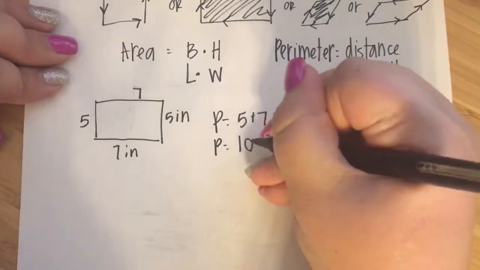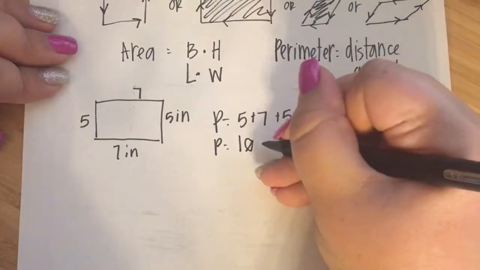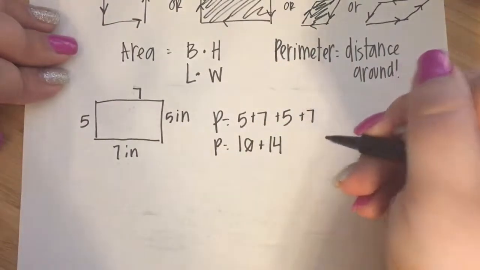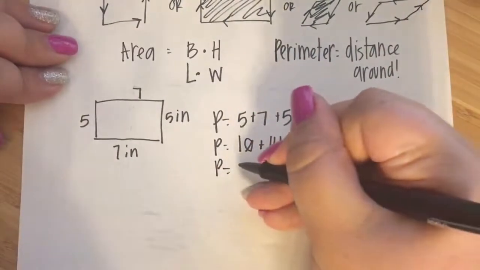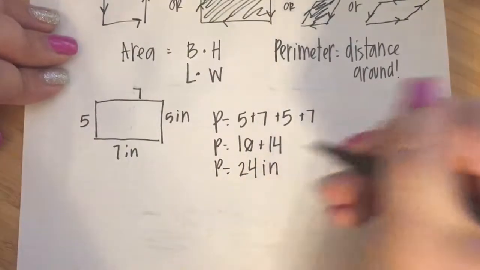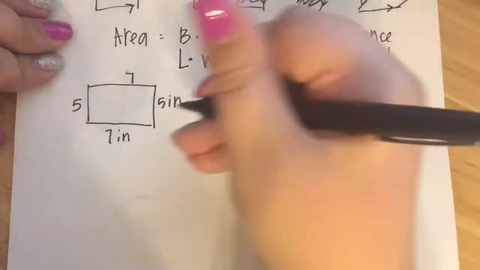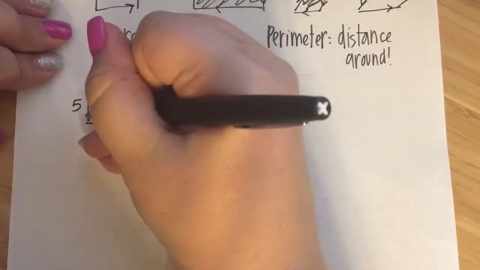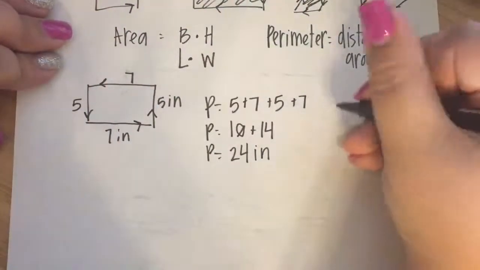So to find the perimeter, I would add the sides up. I would say 5 plus 7 plus 5 plus 7. Now I know 5 plus 5 is 10. 7 plus 7 is 14. So my perimeter is equal to 24 inches. It is not squared. It is just inches. It's because I added all the way around.